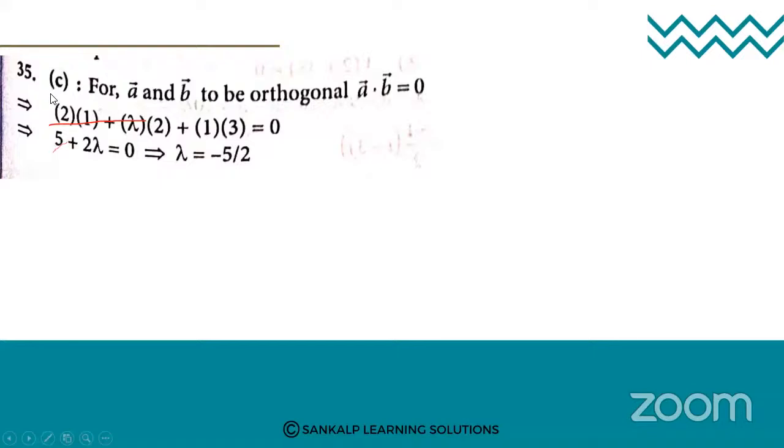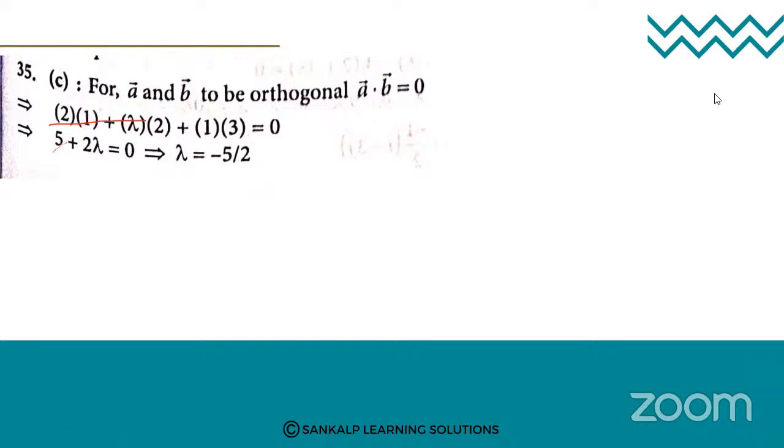You need to take the dot product, equate it to 0, multiply the components and equate it to 0. And when we simplify, we get lambda is equal to what? Lambda is equal to minus 5 by 2. So option C will be the right answer.